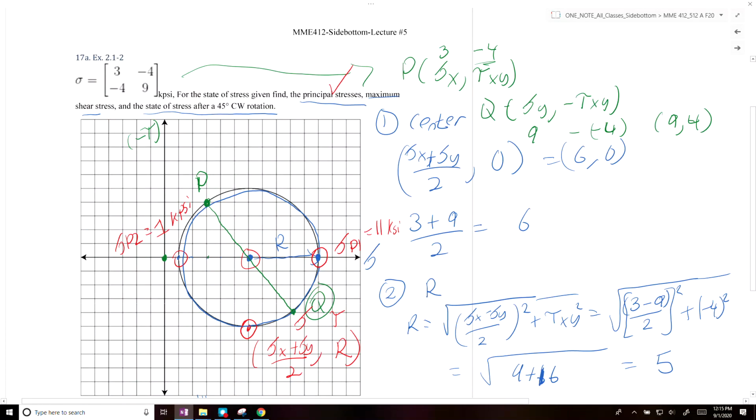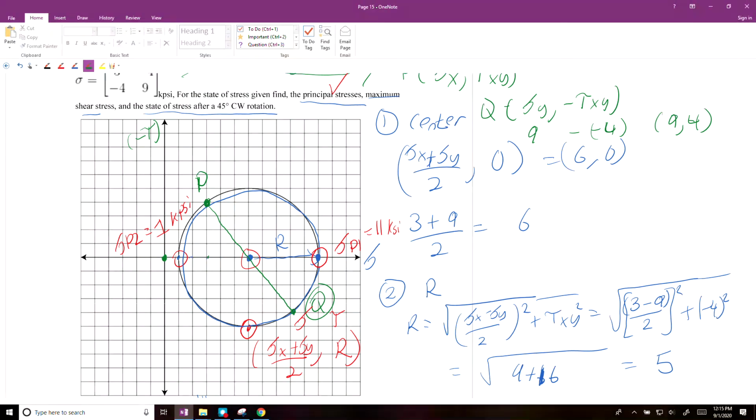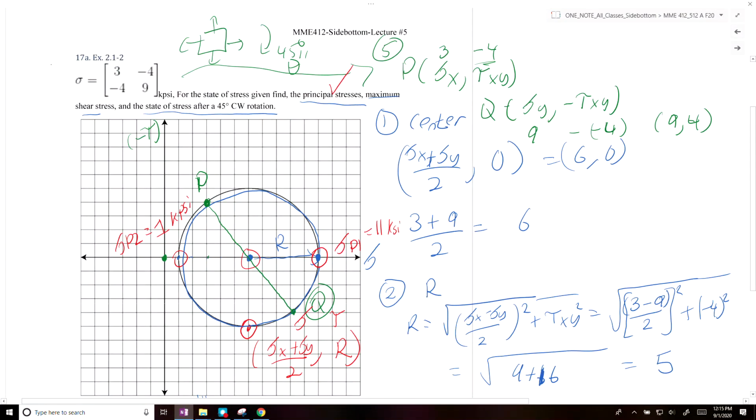All right. So the last thing we're asked to find is what would be the state of stress after a 45 degrees clockwise rotation. So if we go from our current state of stress and rotate it 45 degrees, what would be our new state of stress? This is in the xy plane. We can say theta is equal to 45 degrees, but because we are in the Mohr circle space, we have to multiply that 45 degree rotation by 2, so we need to rotate it 90 degrees here.